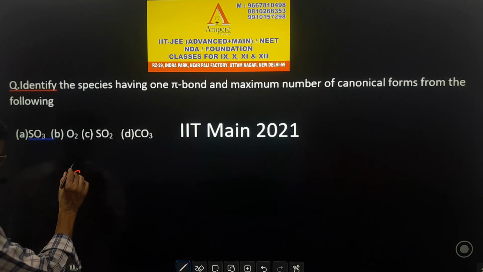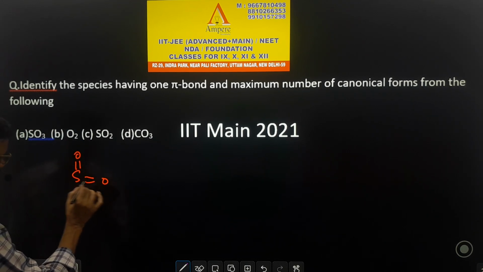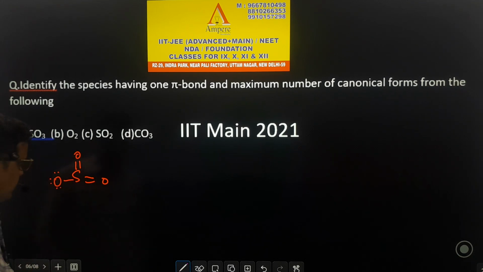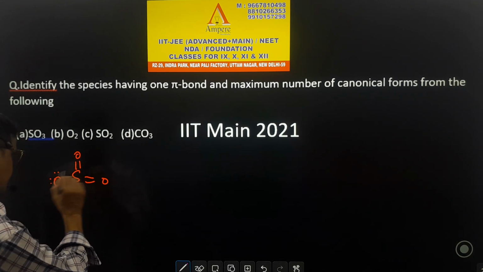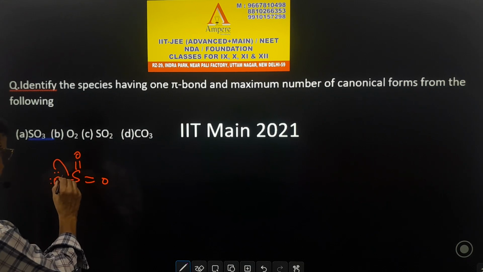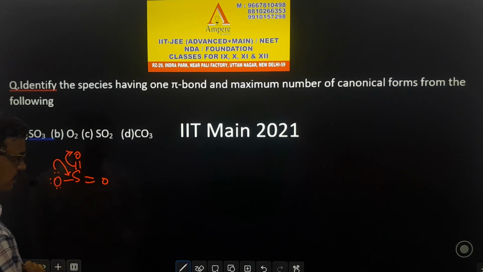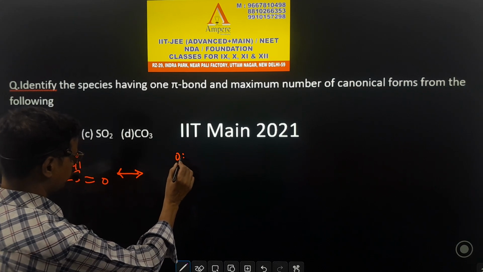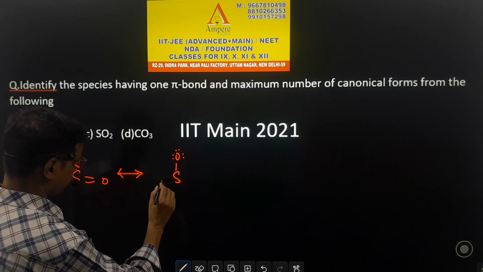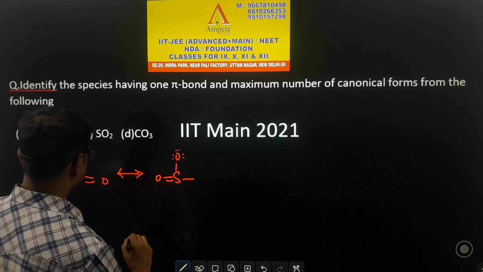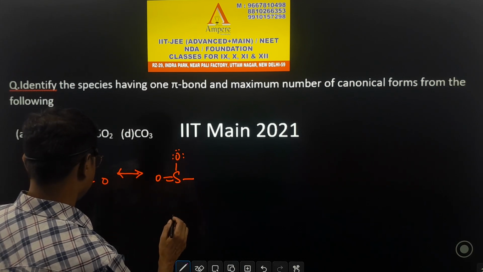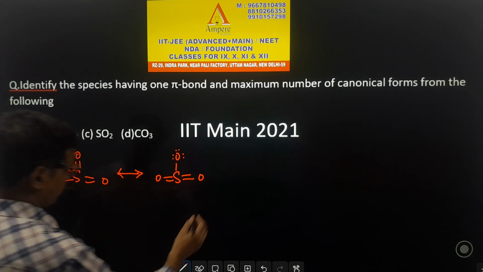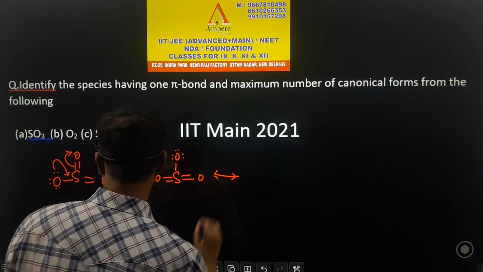In SO2, this one will be the structure of SO2. Now, in this case, this lone pair of electrons will come here for double bond formation. This oxygen will attract that bond electron. So that will be sulfur here. A third resonating structure can also be formed.